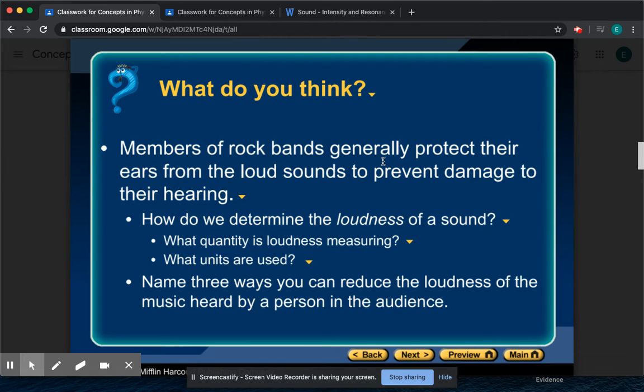Hello, everyone. Today we are continuing with sound. This section in particular focuses on sound intensity or volume.